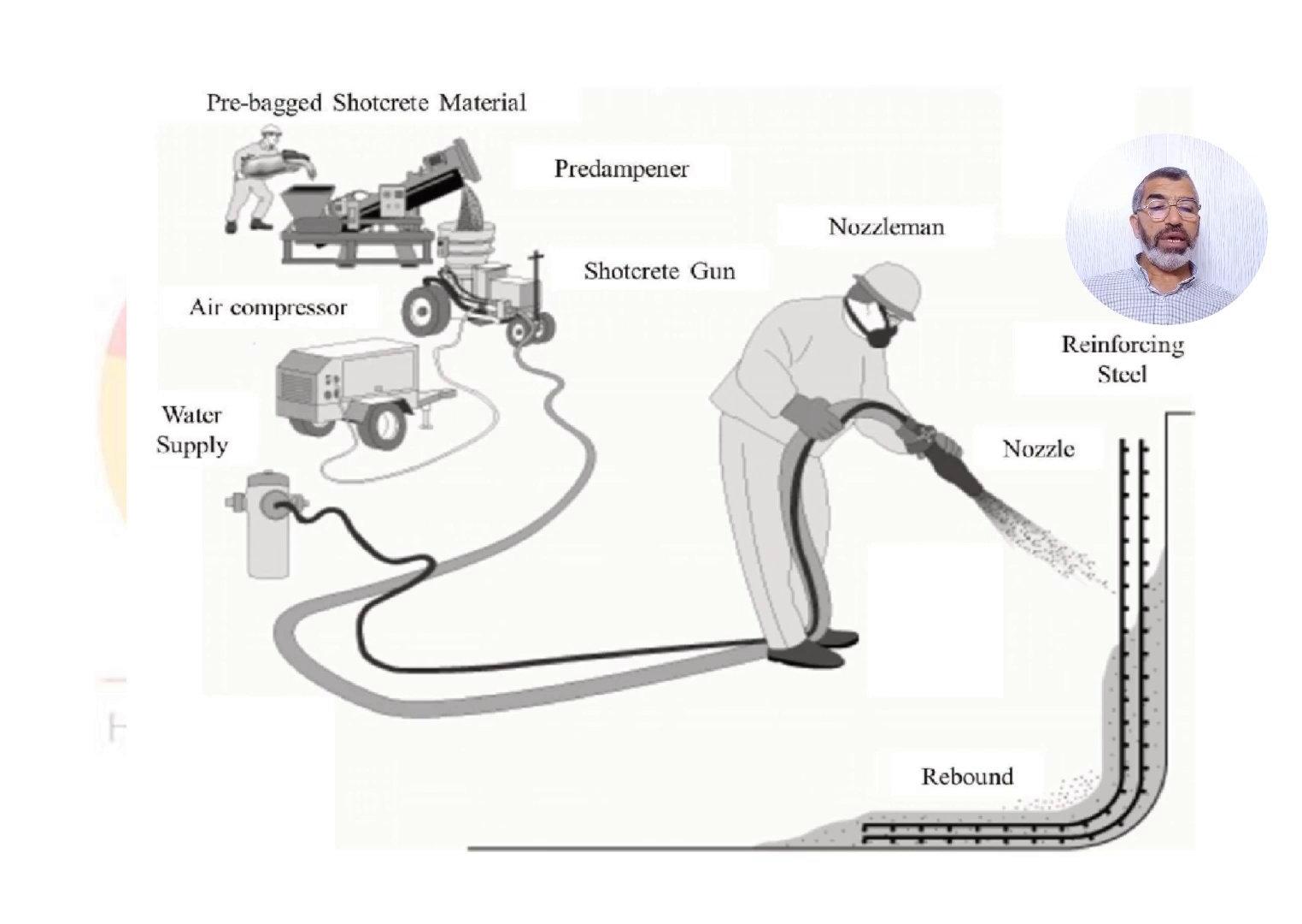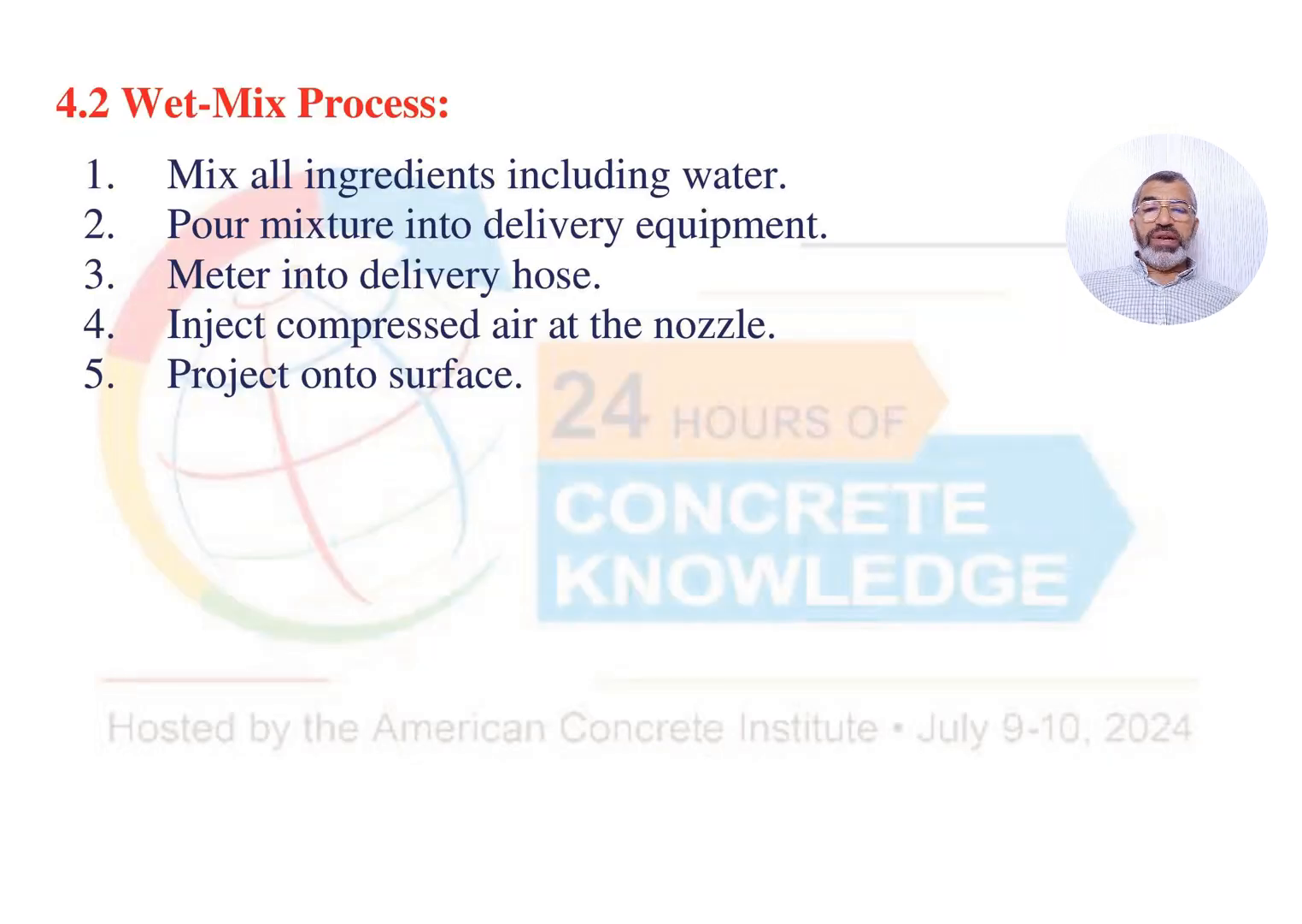The second main type of shotcrete process is the wet mix process. The first step is to mix all ingredients, including water. It is different from the dry mix, where here we add water directly with the other ingredients. Then the mixture is poured into a delivery equipment and metered into a delivery hose. Then compressed air is injected at the nozzle, and the mixture is projected on the receiving surface.